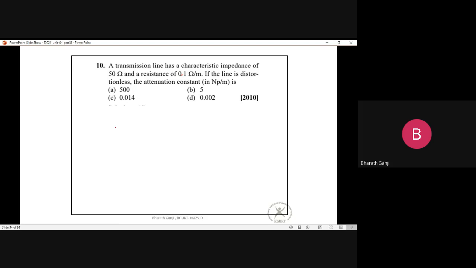So Z0 is given as 50, R is given, and they are saying it is a distortionless line. So R by L should be equal to G by C, and they are asking what will be the attenuation constant. If you remember, if I take this condition R by L equals G by C, gamma is equal to alpha by 2 times L by C plus j omega square root of LC. So how did I get that?